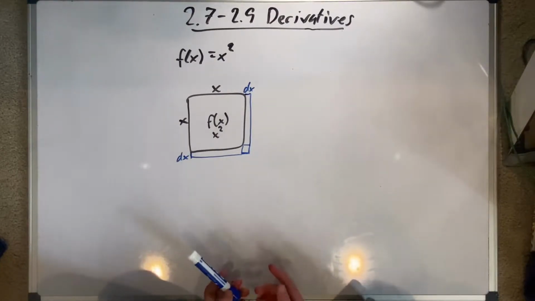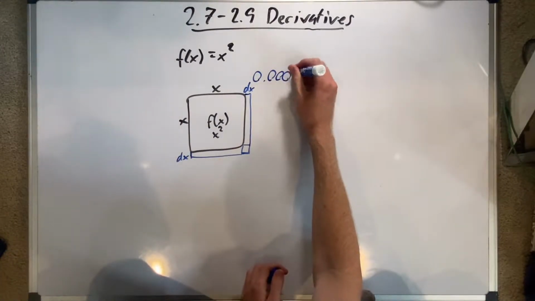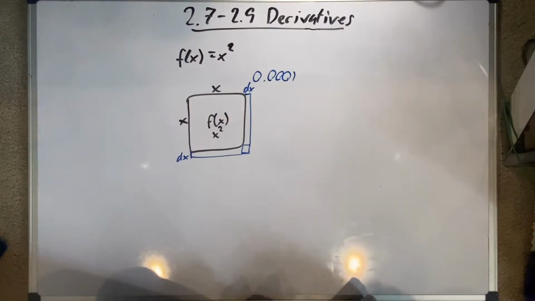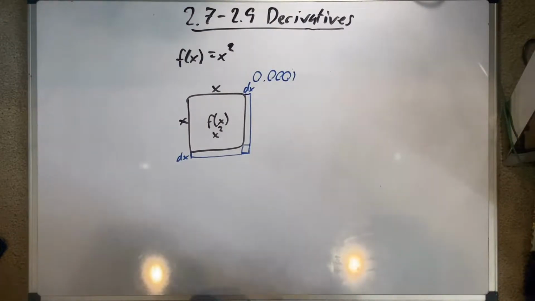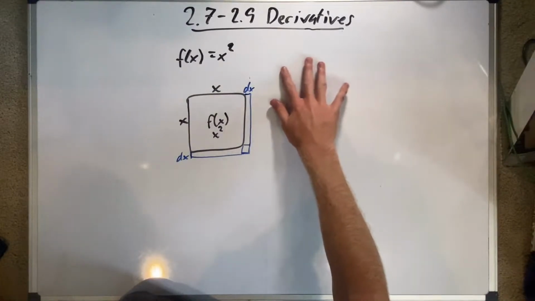So this dx I need you to think of as a very small number. Not so small that it doesn't exist, like an infinitely small number. No, I mean a number that exists. It is a number that exists. It's just very small.